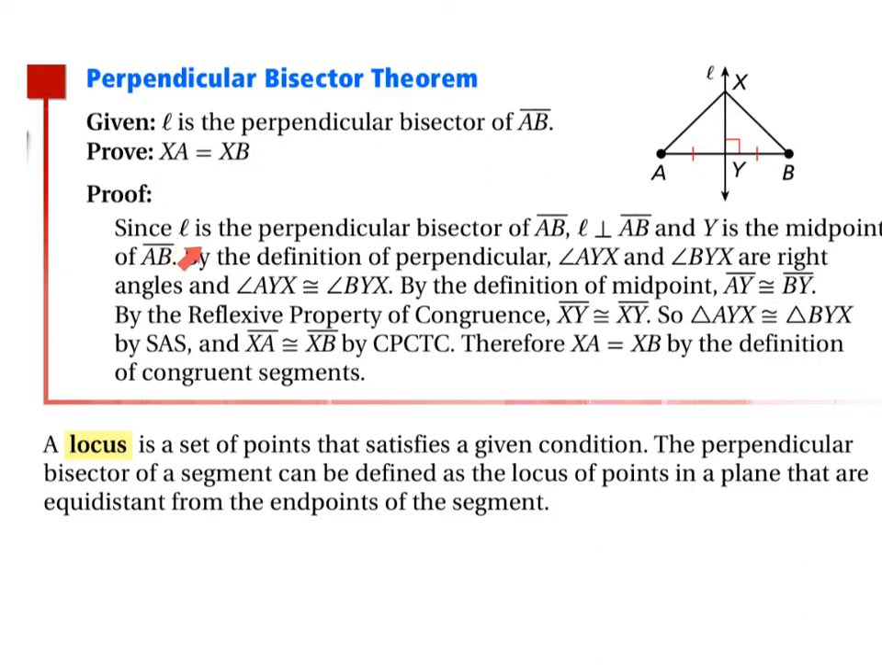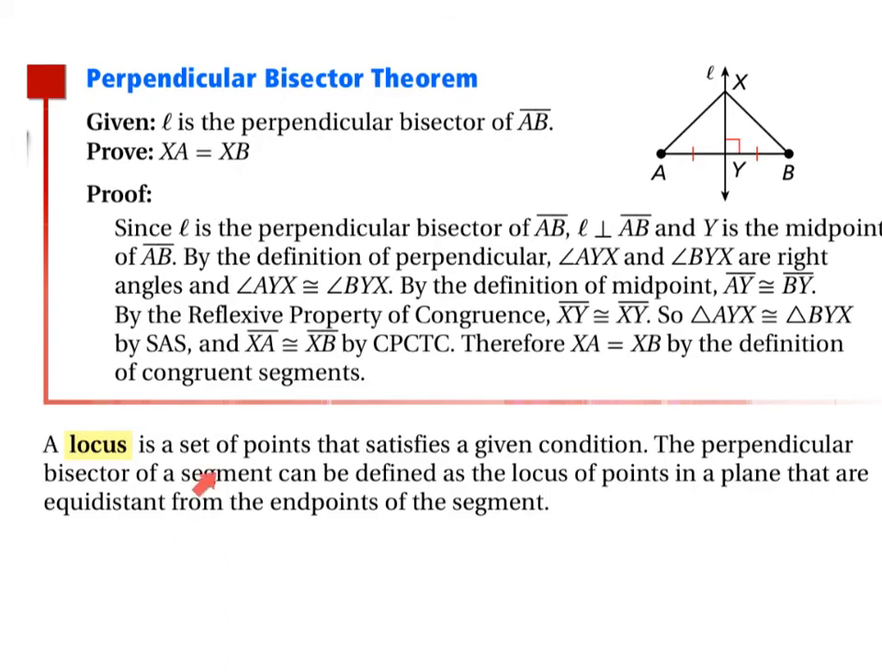Here's how. Since L is the perpendicular bisector, then we know that this is the midpoint. By the definition of midpoint, we know that segment AY is congruent to segment BY. By the reflexive property, we know that XY is congruent to itself. So we know this triangle is congruent because of side-angle-side, because we know the right angles are congruent. Because of CPCTC, we know that XA is congruent to XB, and because of the definition of congruent segments, we know that XA and XB are equal.